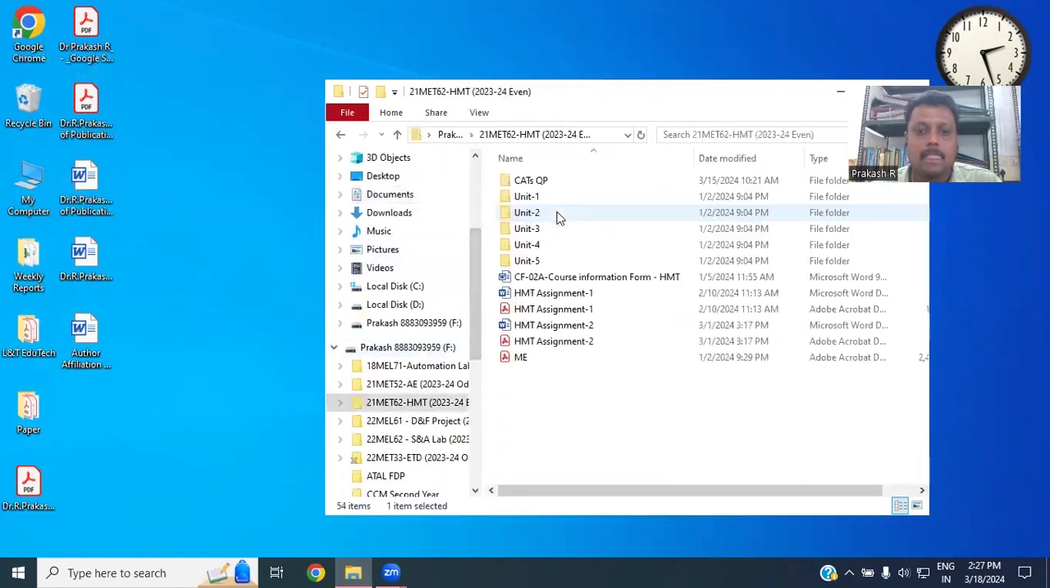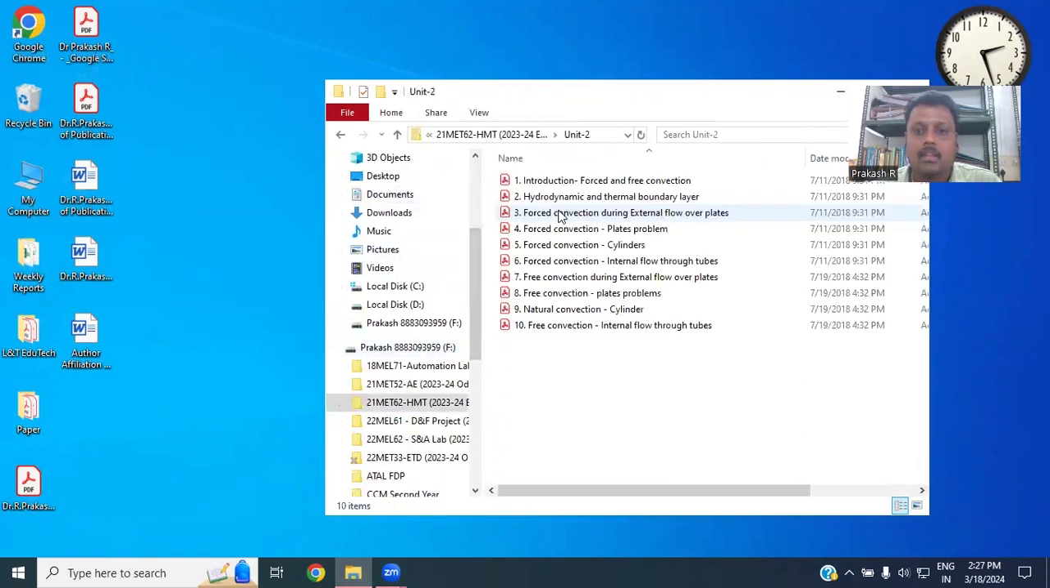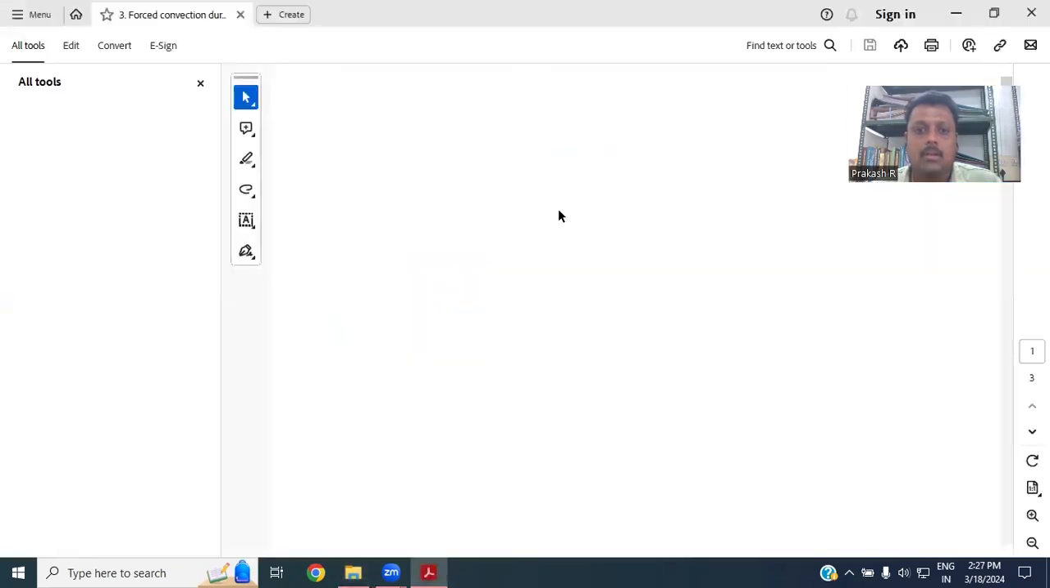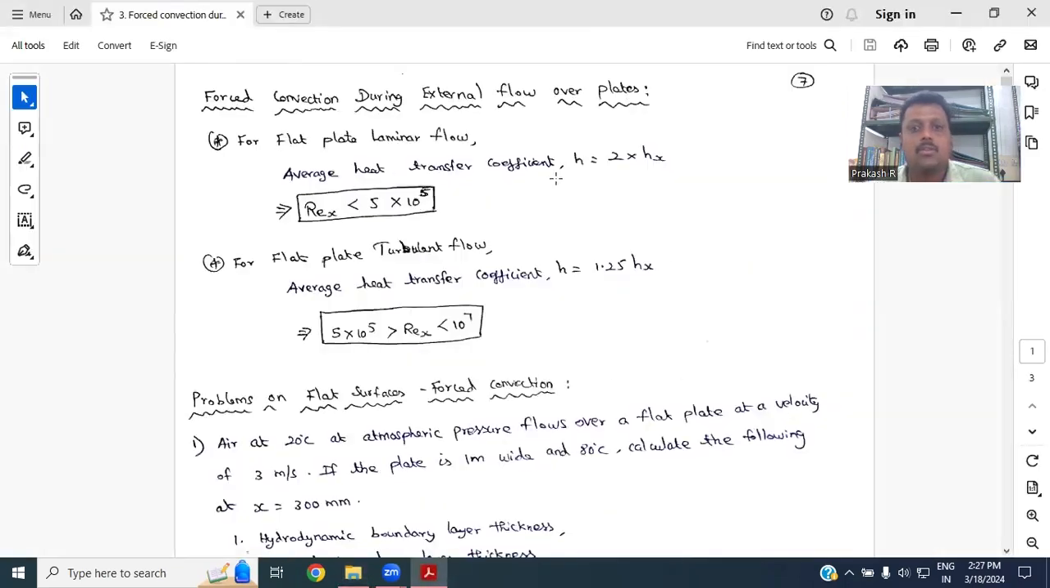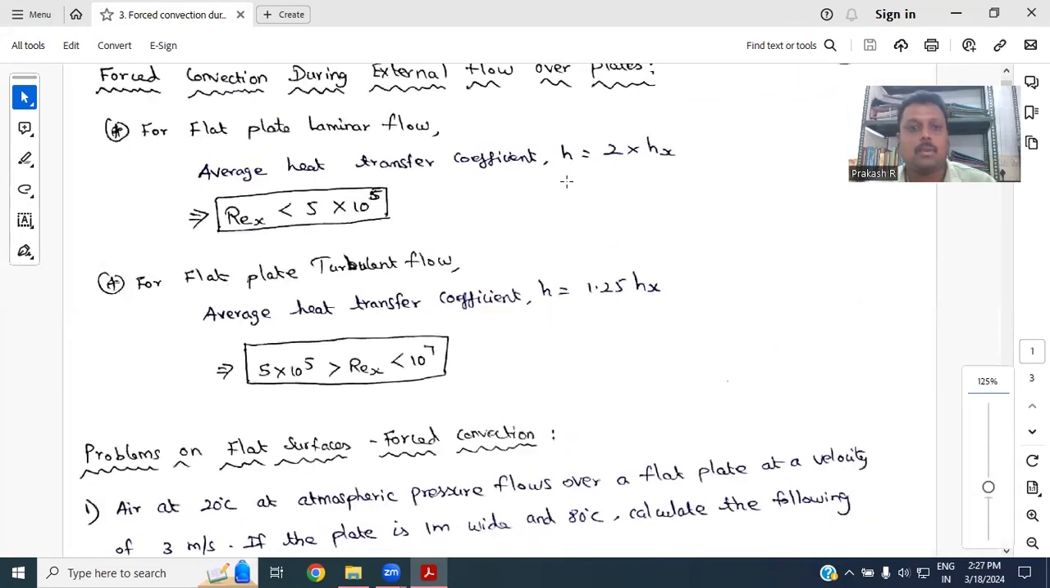Next topic, let us see a problem on forced convection through external flow over plates.